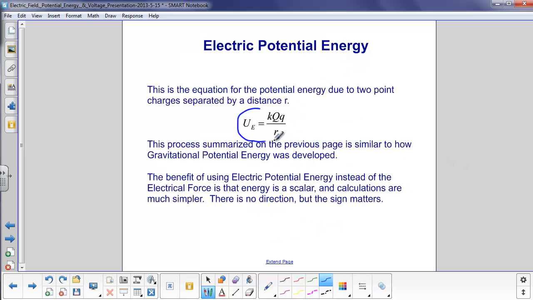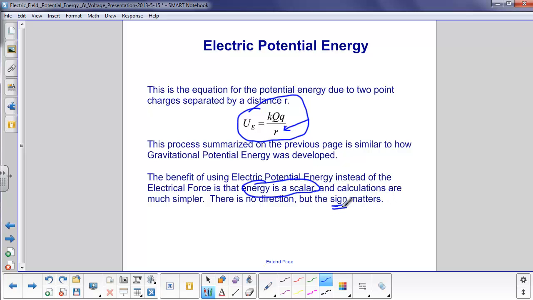This is the equation for the potential energy due to two point charges, which we will call big Q and little q, just to distinguish them, separated by distance r. Again, we use the same technique to find the gravitational potential energy as we did here, which is nice. And the big benefit of using potential energy, just like in mechanics, is that energy is a scalar. It has no direction, no vectors, so it's a lot easier to do the math.